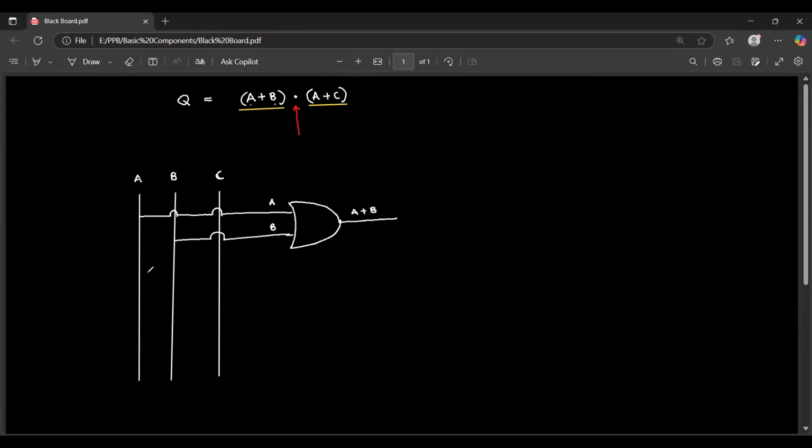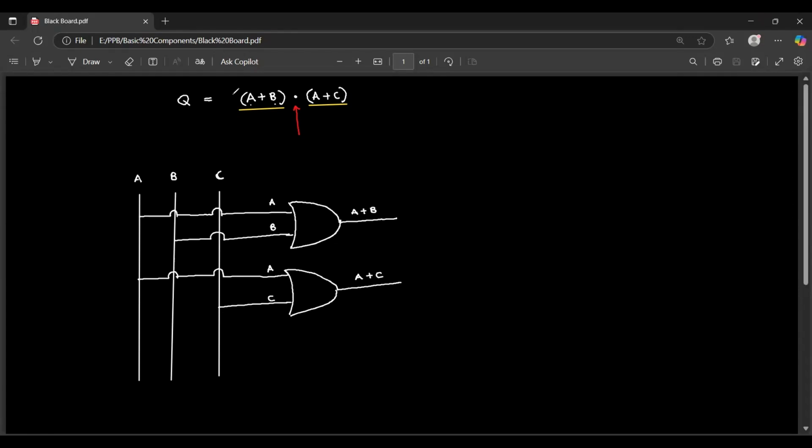Similarly, there is A plus C. So let's also have A plus C for our answer. Here we have A, here we have C, and here we have the OR gate. So this is A and this is C. The output will give us A plus C.